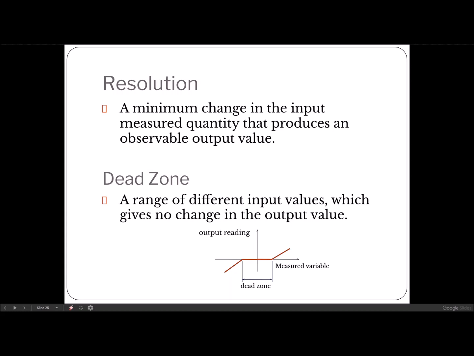Next, resolution. What is resolution? Resolution is the minimum change in the input that can produce an observable output value. The simplest example will be your ruler. A typical ruler has a smallest scale of 1 millimeter, so the resolution is 1 millimeter.